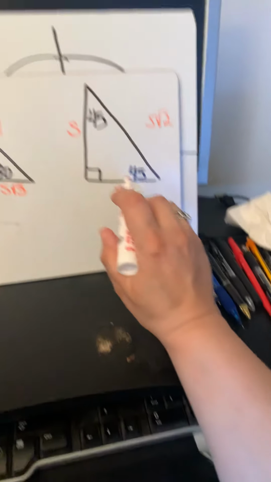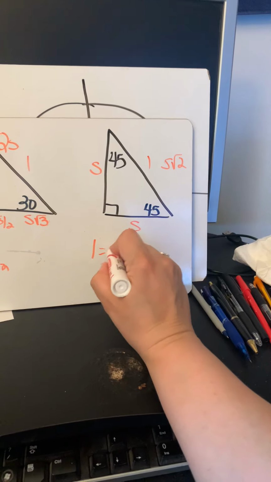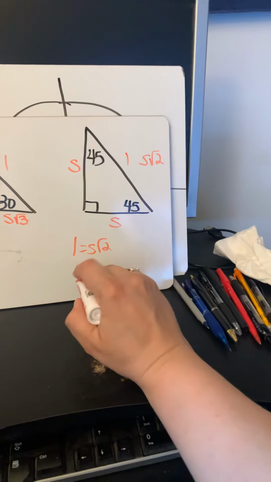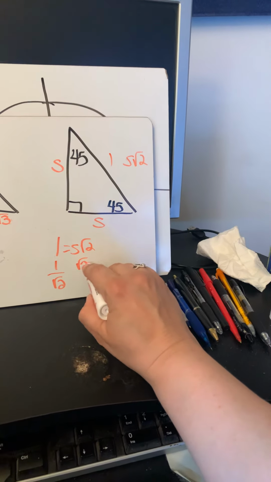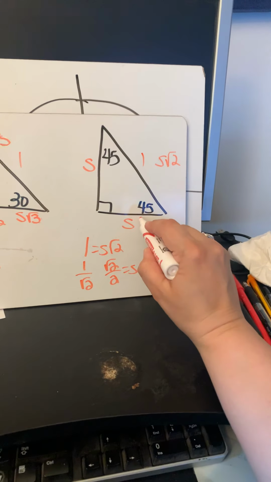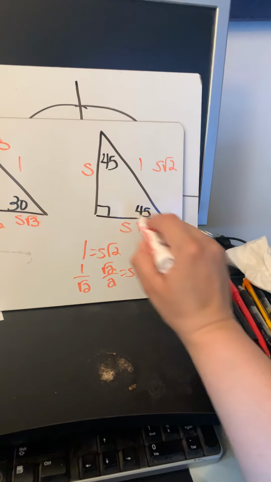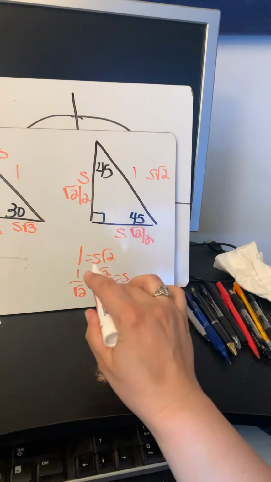I do the same thing with the 45, 45, 90. The hypotenuse is going to be 1, so I set it equal to 1. Divide by root 2, multiply by root 2 over 2. So you get root 2 over 2. That's your s. This right here is root 2 over 2, and this is root 2 over 2. So now you know how I came up with those ratios.